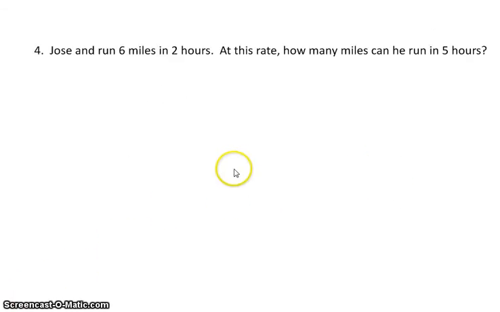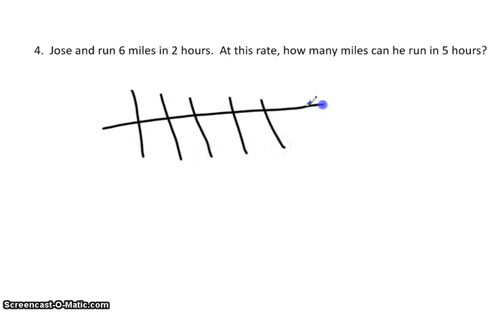Jose can run 6 miles in 2 hours. At this rate, how many miles can he run in 5 hours? So right now we're comparing miles and hours. So we're going to again set up a ratio table to solve. And our word comparison is miles and hours. And Jose can run 6 miles in 2 hours. And we want to know in 5 hours. So I have hours on the bottom, so 5 is going to go here.